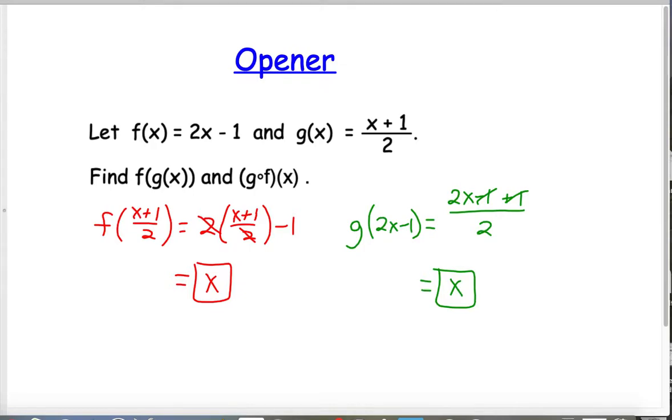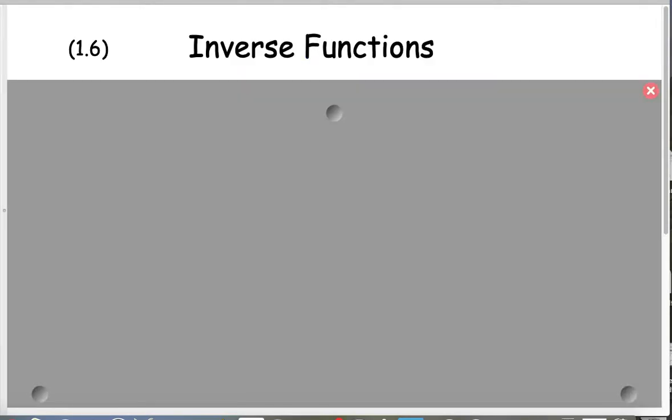So in both cases, the composition wound up giving us the identity function. And that tells us something about these two functions. And it tells us that they are inverses of each other.